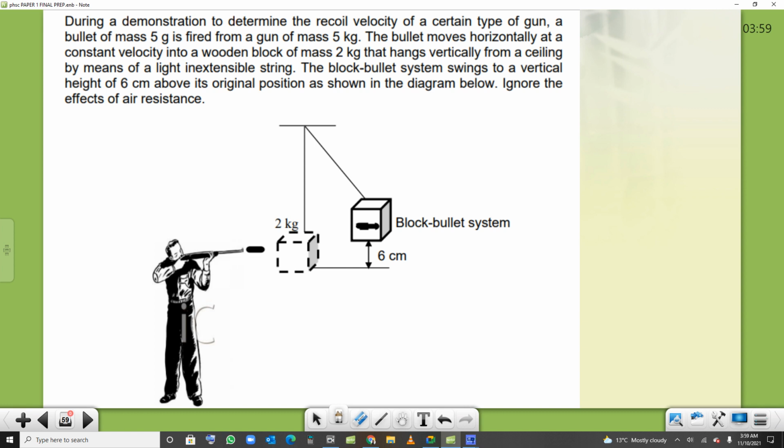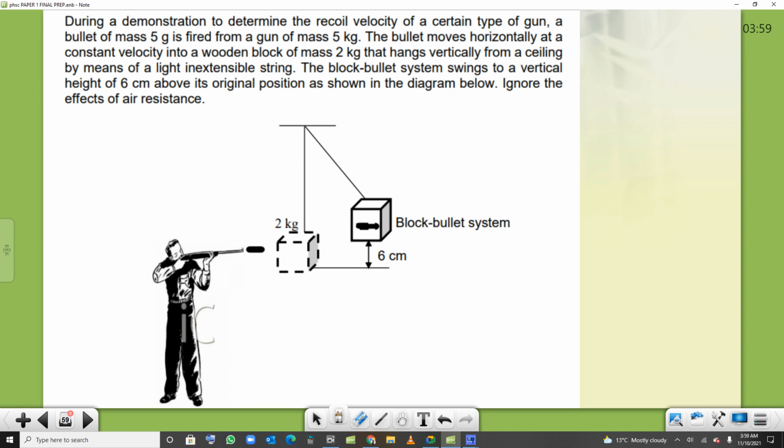Doing a demonstration to determine the recoil velocity of a certain type of gun, a bullet of 5 grams. That's the first error. The first error is to work with grams, right? We divide by 1,000 to convert into kilograms. It is fired from the gun of mass 5 kg. Wait. Okay, let's read through. The bullet moves horizontally at a constant velocity into a wooden block of mass 2 kg that hangs vertically from a ceiling by means of a string.